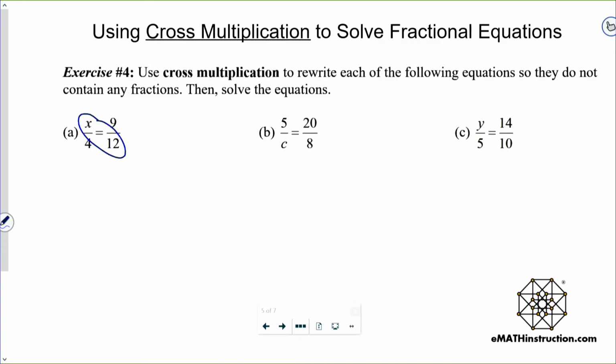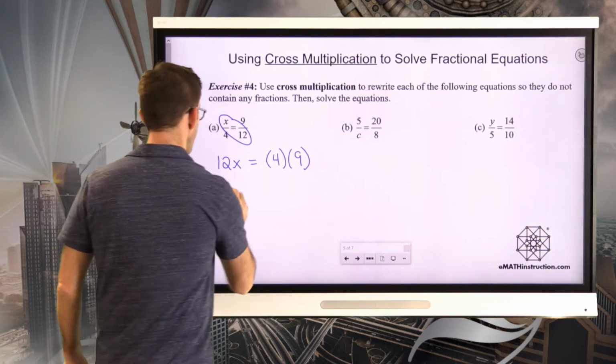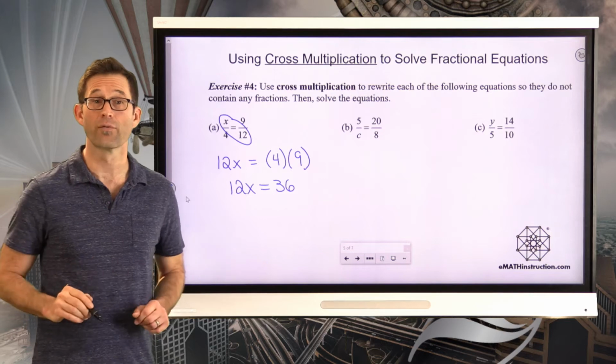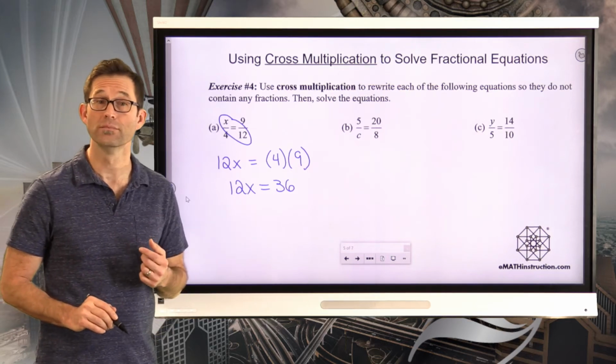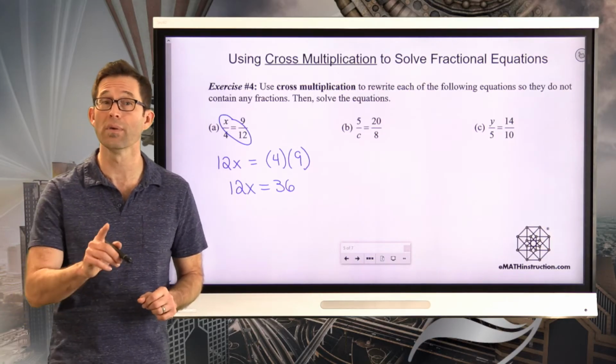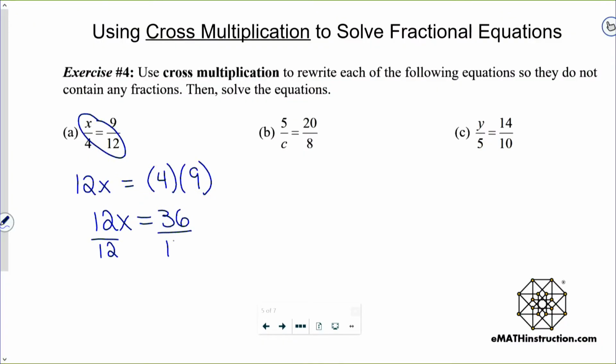In other words, 12 times x, which I'm just going to write as 12x, must be equal to 4 times 9. I'm going to use the parentheses method of showing multiplication here. At that point, I now have an equation, thankfully, that has no fractions in it. Not only does it have no fractions in it, I have a one-step equation, 12 times x equals 36. In order to solve it, just like we did in exercise number 1, a, b, and c, I'm going to divide both sides of this equation by 12. And 36 divided by 12 is equal to 3.